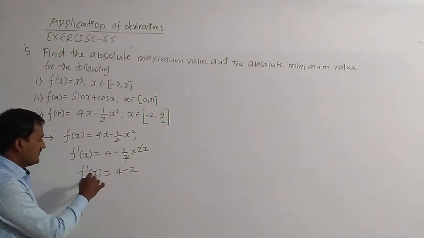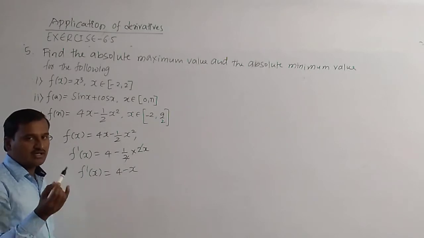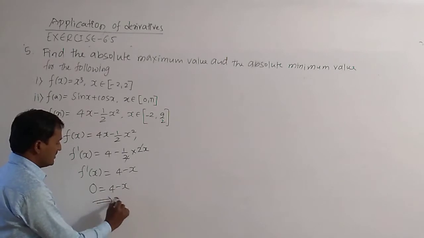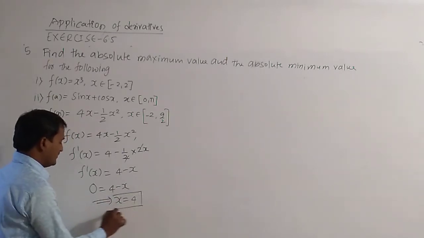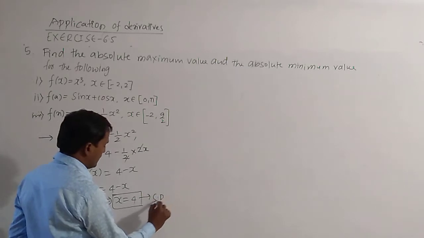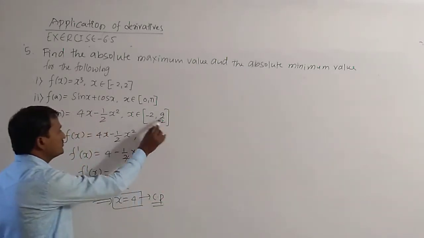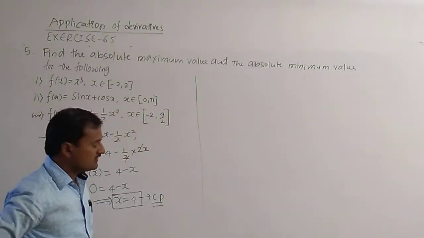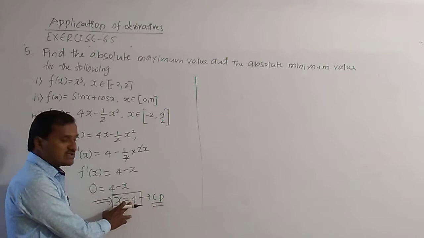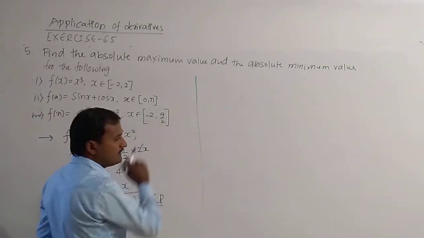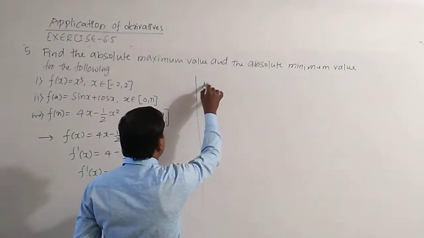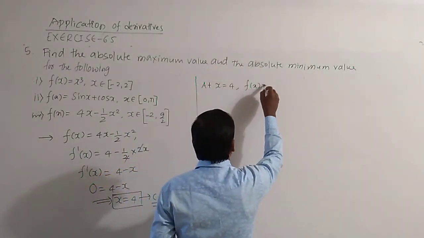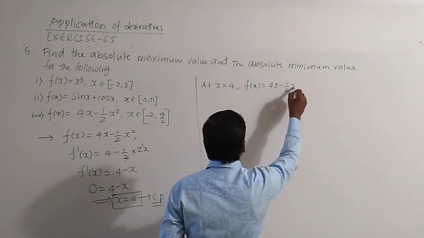Now substitute f dash of x equal to 0 to get the critical point. 0 is equal to 4 minus x. So this implies x equal to 4. So here we are getting only one critical point that belongs to this interval. Okay. Now what we have to do? We have to find the functional values at this critical point and also at the end points. So therefore here I will take x equal to 4, right? So what is the functional value? That is 4x minus 1 by 2 x square.